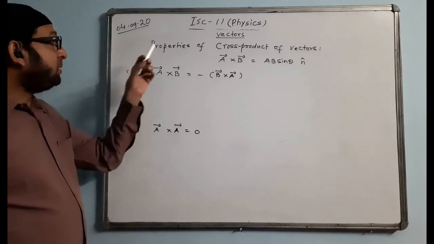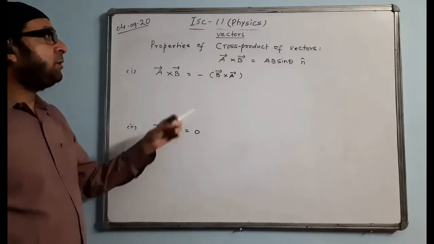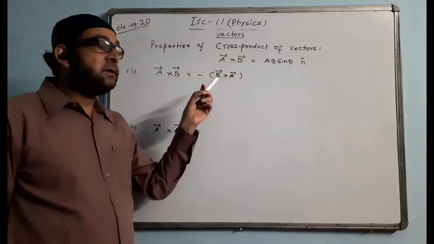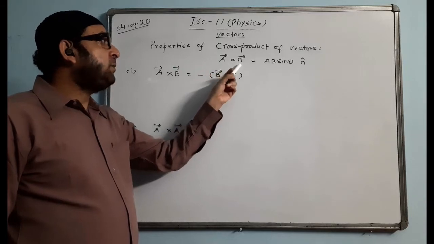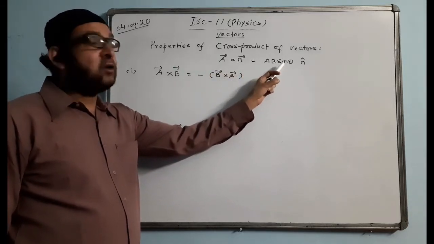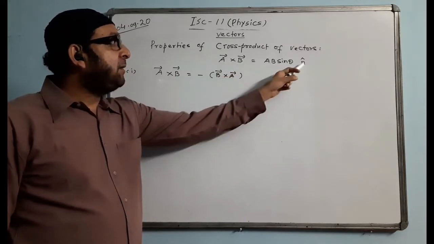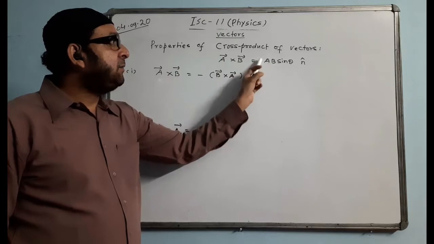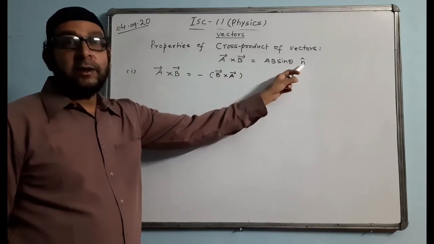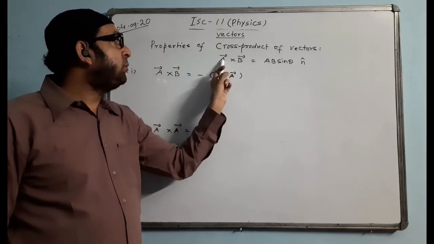The last part is properties of the cross product of vectors. I already gave the cross product definition in the previous class. A cross B is equal to AB sin theta. This time sin theta will come, whereas in the dot product cos theta comes. And since the answer is a vector, we are multiplying by a vector quantity, n cap, because AB sin theta is only a scalar. That is n cap, called the unit vector perpendicular to both A and B.